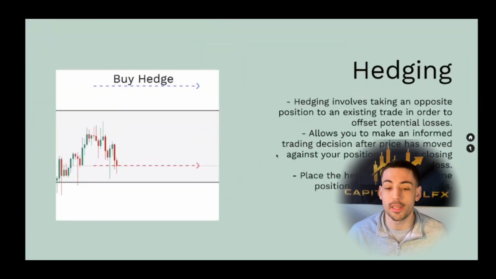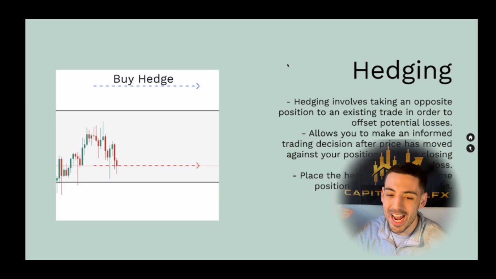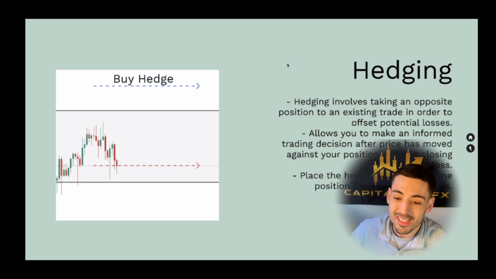So we're definitely going to take a look at it right now. Hedging involves taking an opposite position to an existing trade in order to offset potential losses. This allows you to make informed trading decisions after price has moved against your position without closing in loss.